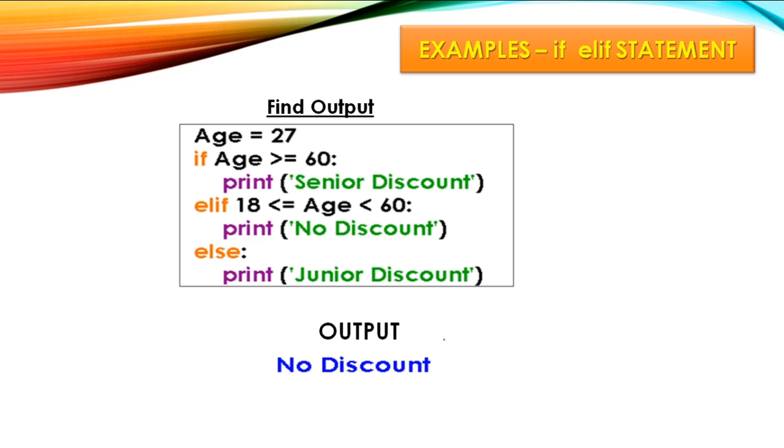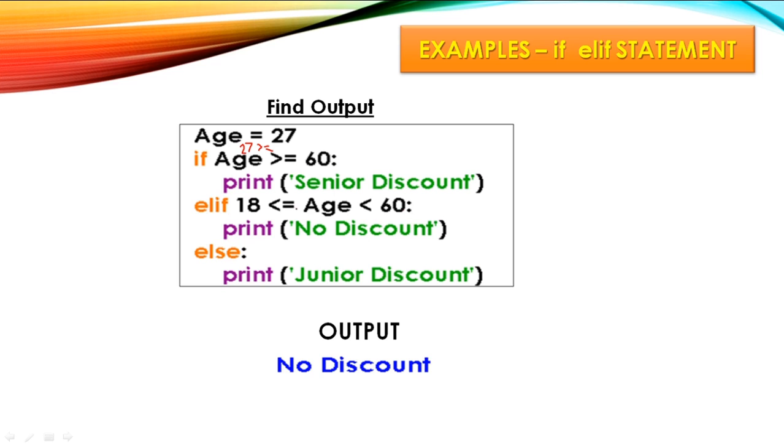Then one output question: age equal to 27, if age greater than or equal to 60. The value of age is 27, so the condition will be evaluated as 27 greater than or equal to 60. 27 greater than or equal to 60 is false, so this will not be executed. So the next condition is going to be checked: 18 less than or equal to age less than 60.